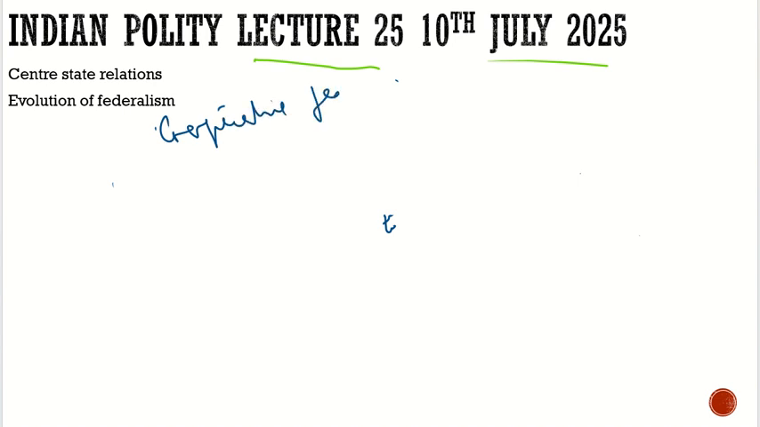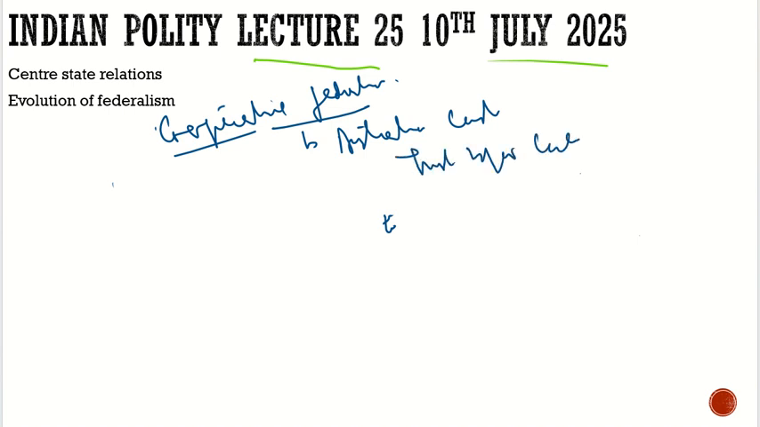Cooperative federalism, we borrowed from the Australian Constitution. The main aim of cooperative federalism is that there should be trust between center and state, so that we can develop together. If the states develop, that means the center is developing, and the country is developing. So for this development, there definitely is a need for trust between the center and the state.